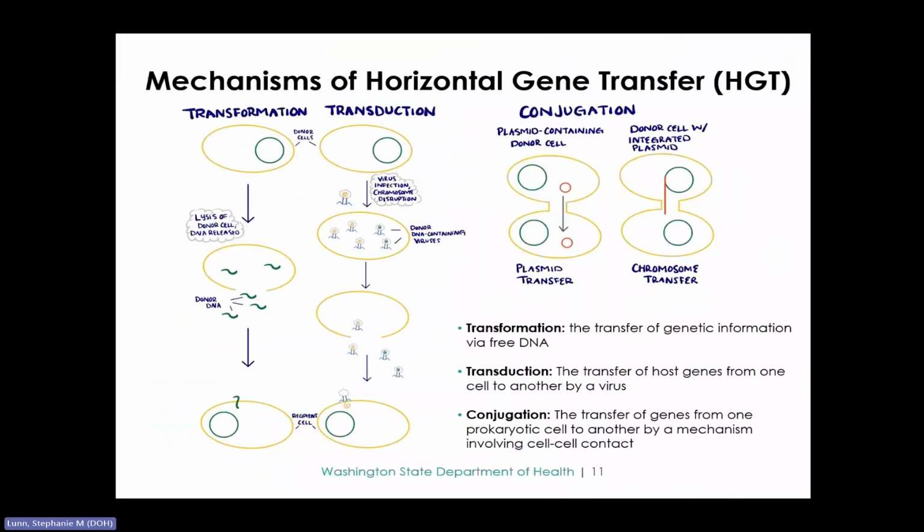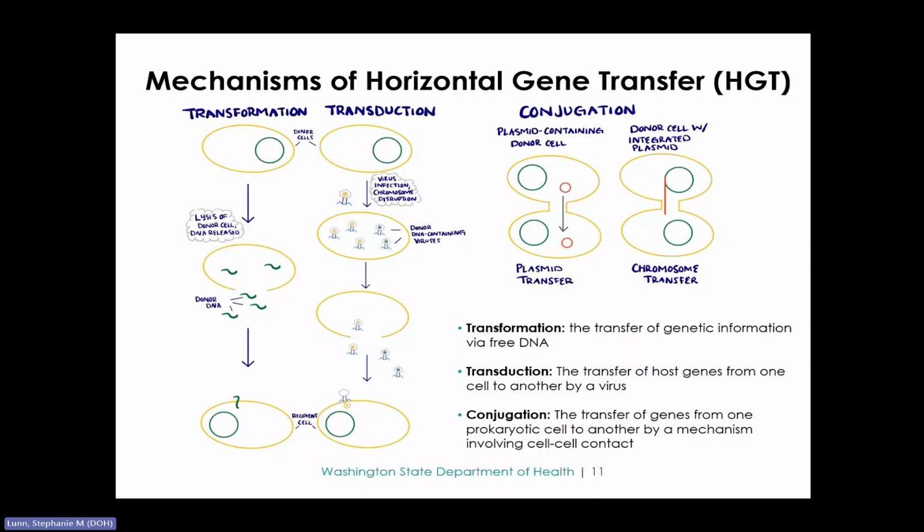So moving on, we can actually talk about the mechanisms of horizontal gene transfer. And this slide summarizes each of the three mechanisms, but I'll cover them in a little bit more detail in the following slides. So the first mechanism of horizontal gene transfer that we'll talk about is transformation, and that is the transfer of genetic information via free DNA. The second mechanism is transduction, where host genes are transferred from one cell to another by a virus. And so yes, even bacteria can become infected with viruses.